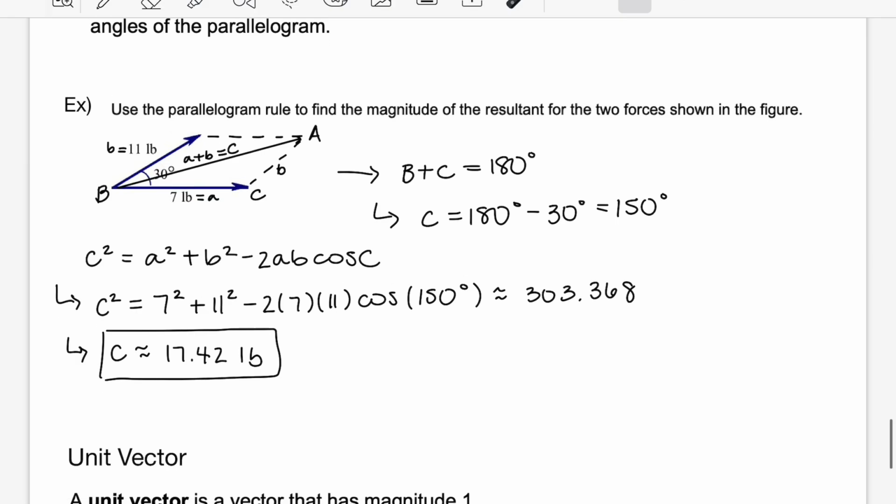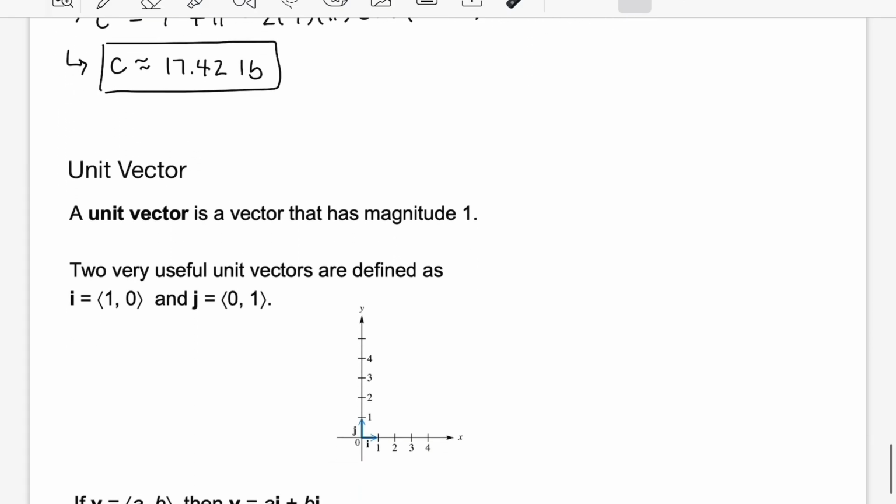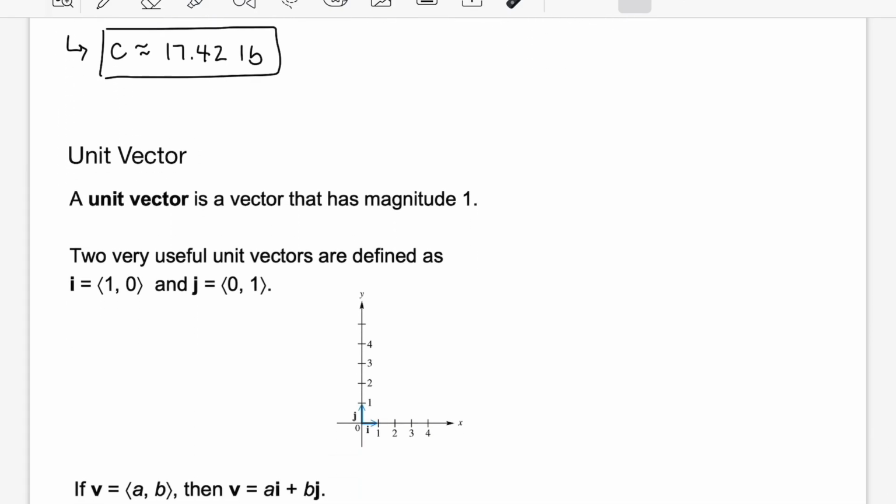All right, and then this brings us to the last thing we're going to talk about, which is a unit vector. So this is a special vector that has magnitude 1. And so two very useful unit vectors are defined as this here. So in this case, i is going to be equal to this. So our horizontal component is going to be 1 and our vertical component is going to be 0. And then on the other hand, for j here, our horizontal component is going to be 0 and our vertical is going to be 1. So that looks like this here.